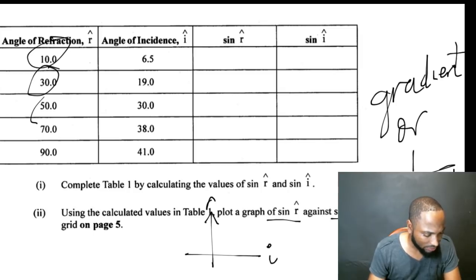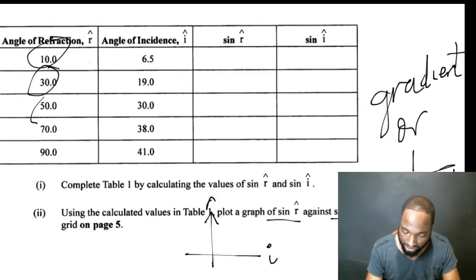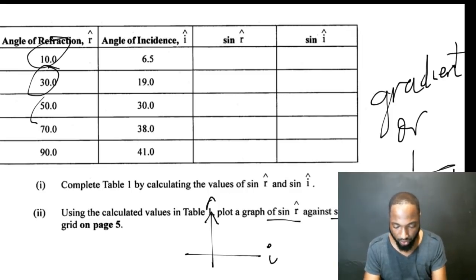Let me see some whys in the chat if you feel you can handle this question. I'll just show you the next little piece of the question to show you where it went. They ask you to calculate the gradient, then they ask you to explain the term critical angle.